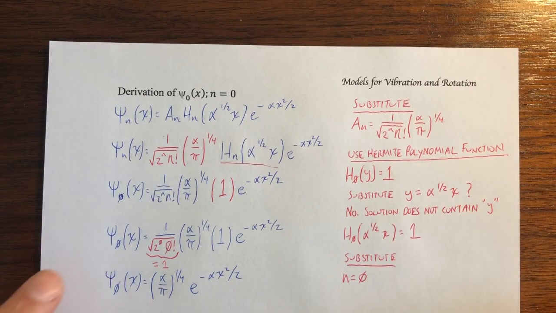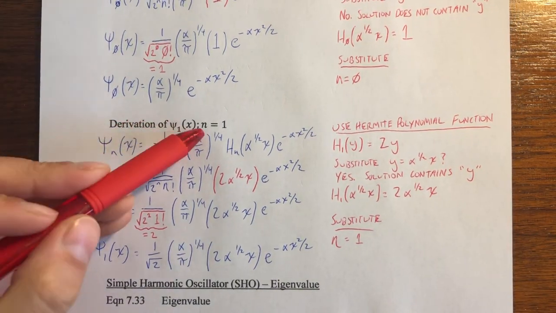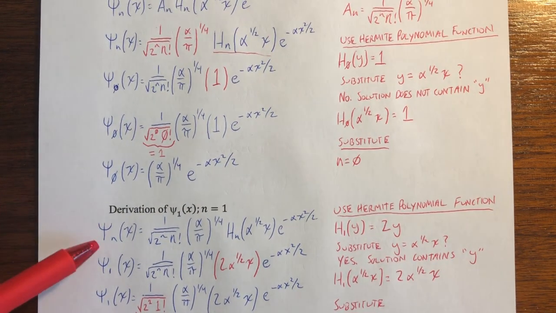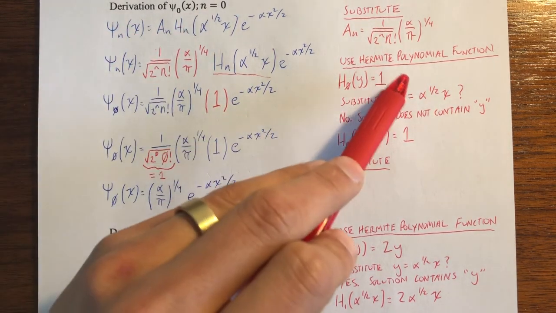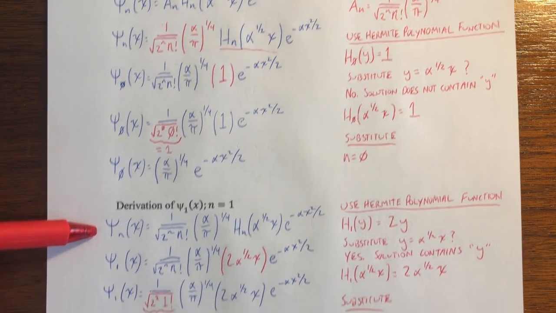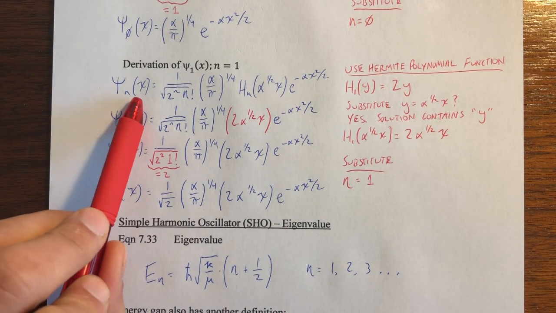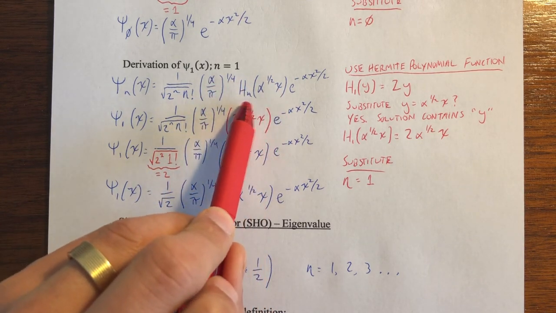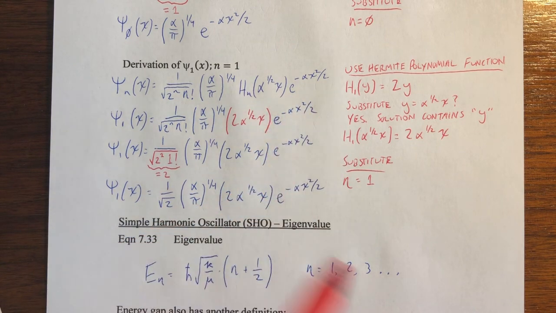Moving on, we're going to show the derivation now of psi sub 1 of x, where n is equal to 1. So what we're going to begin with this time is having already made the normalization constant substitution. So we've already assumed that we've brought in this expression here for A, and that's where we're going to begin with for our derivation of psi sub 1. So psi sub n of x is going to be equal to this whole expression times our Hermite polynomial function times this expression e raised to the negative alpha x squared over 2.